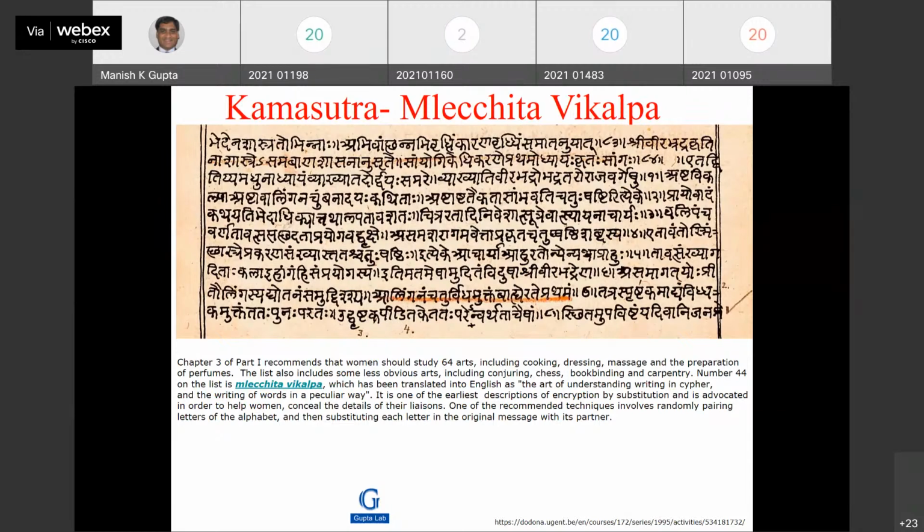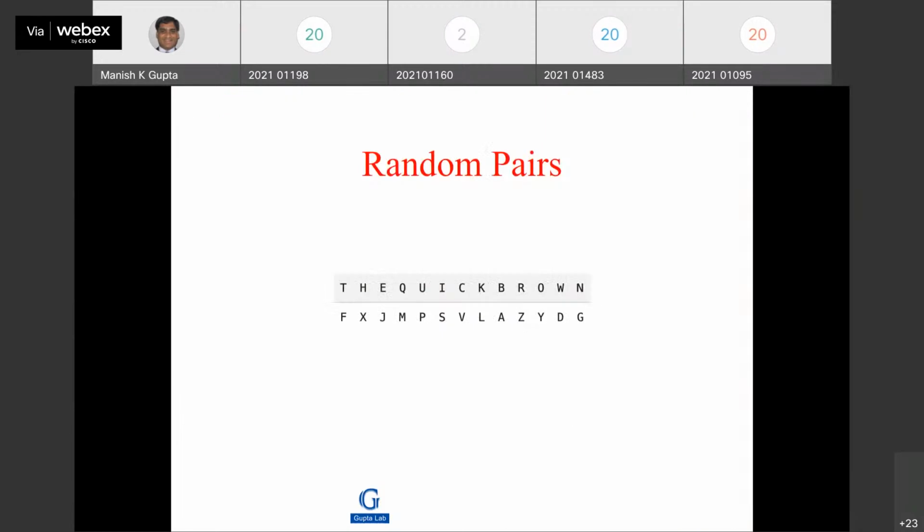And that crypto system actually assumes random pairs. Of course, it is given in Hindi alphabets. I have written it here in English so that you understand what it means. You take all the alphabet A to Z, take random pairs and replace. So Q with M, P with U, I with S, and so on. Just take random pairs, and then you use them.